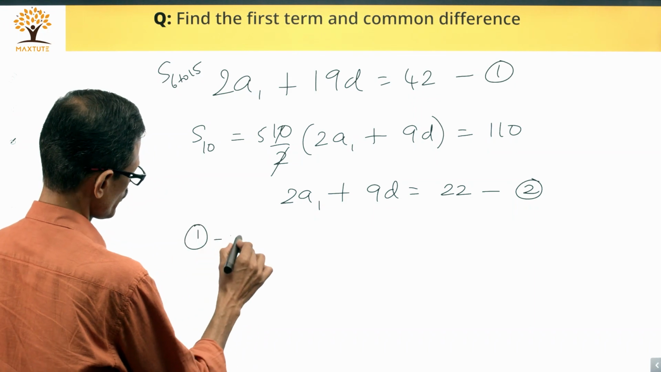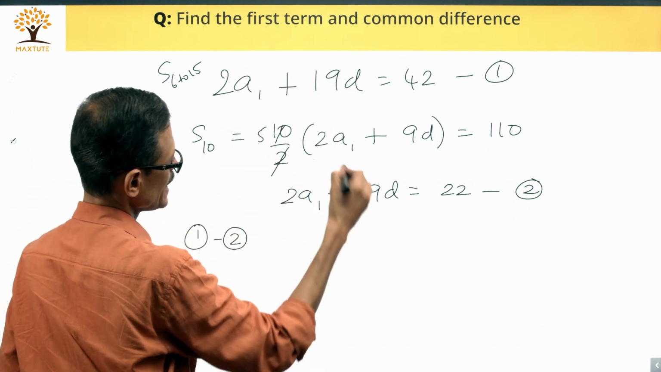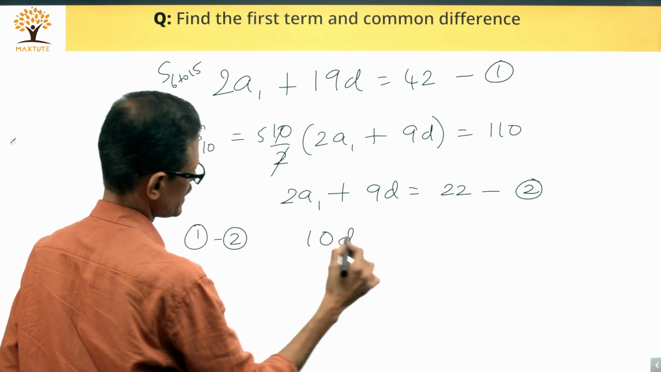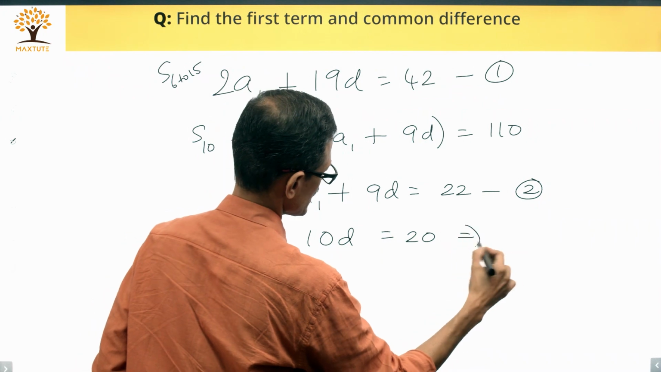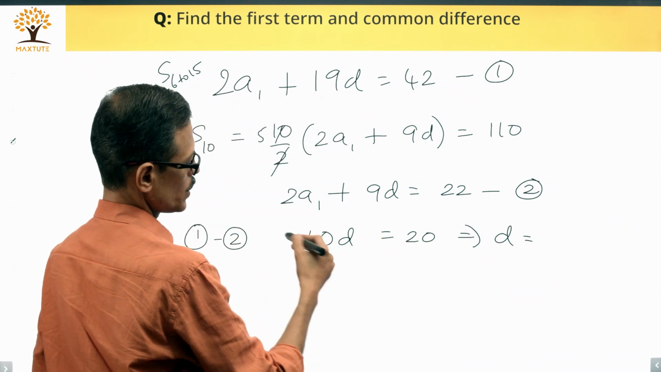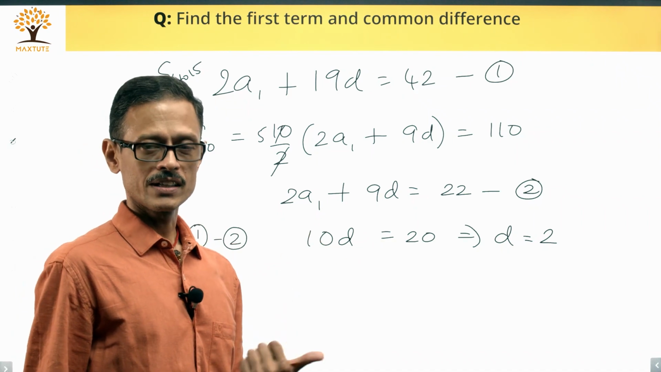Subtract equation 2 from equation 1. 2A1 will get cancelled with 2A1. 19D minus 9D will leave us with 10D. 42 minus 22 is equal to 20, translating to the fact that D is equal to 20 by 10, which is equal to 2. The common difference of this arithmetic progression is 2.